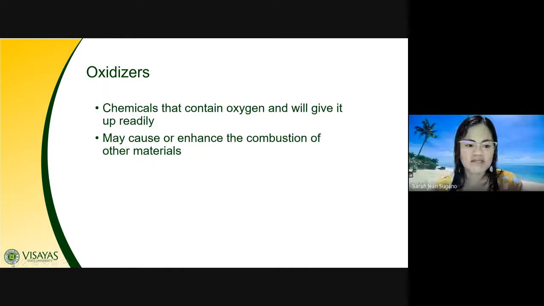Pyrophoric means solids and liquids spontaneously ignite in air at certain temperatures. And water reactive means the chemicals become spontaneously flammable or give off flammable or toxic gas when in contact with water. Okay, so these are the chemical references that you have to take a look at if you want to know the specific physical and chemical properties of your chemicals.